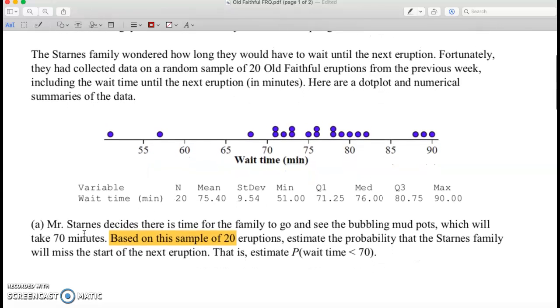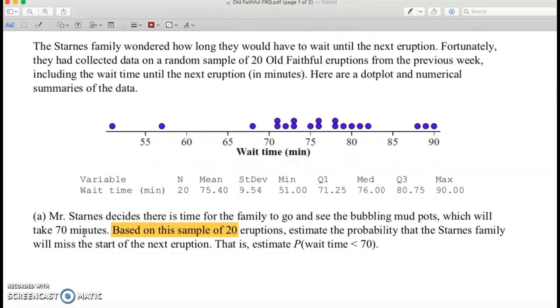And so part A, and I've highlighted an important phrase, asks that based on this sample of 20, you are supposed to only look at this graph of 20 dots and estimate the probability that they're going to miss the next eruption. It's going to take them 70 minutes to run some sort of errand, so they want to know the probability that your wait time is less than 70. You look at the graph, you see 70, and you count 1, 2, 3 dots that are less than 70. So it's a very simple arithmetic calculation: 3 dots out of 20 dots are less than 70. So it's 3 out of 20, which is 15%.